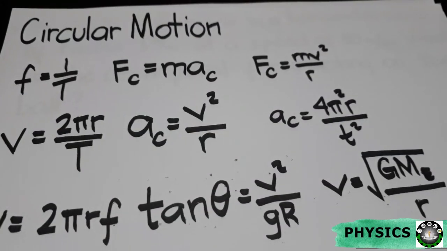For the next topic and the last one, we have the circular motion. So here are some of the formulas for the circular motion. Circular motion is the motion of a body following a circular path, and then it has a force that acts on the body moving in that path and is directed towards the center, and it is called centripetal force.